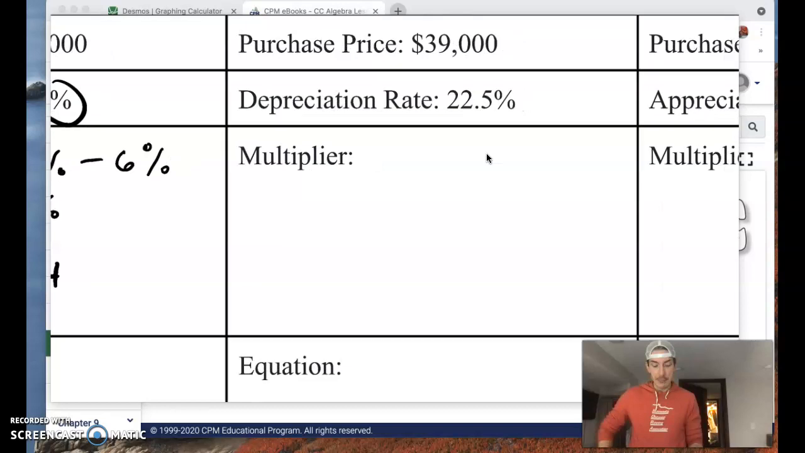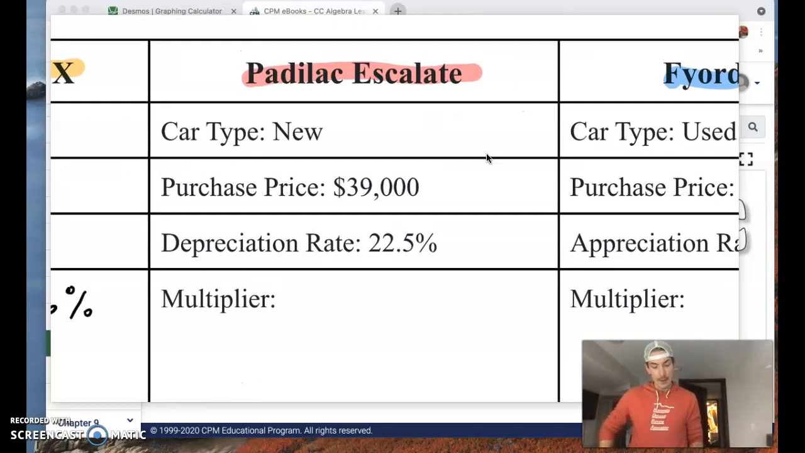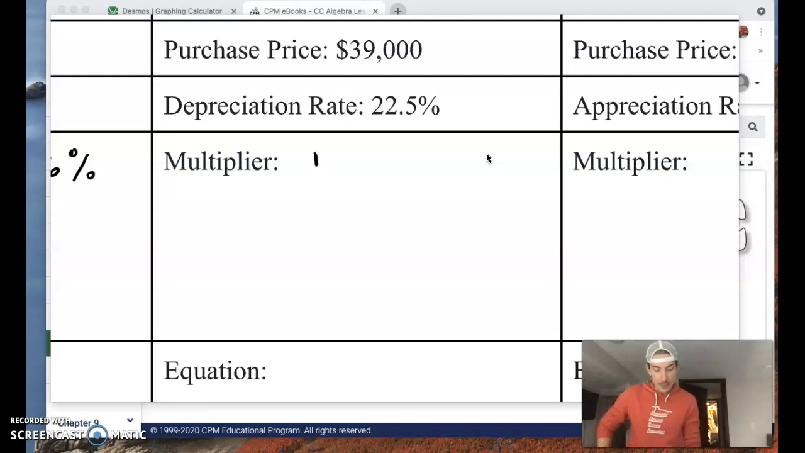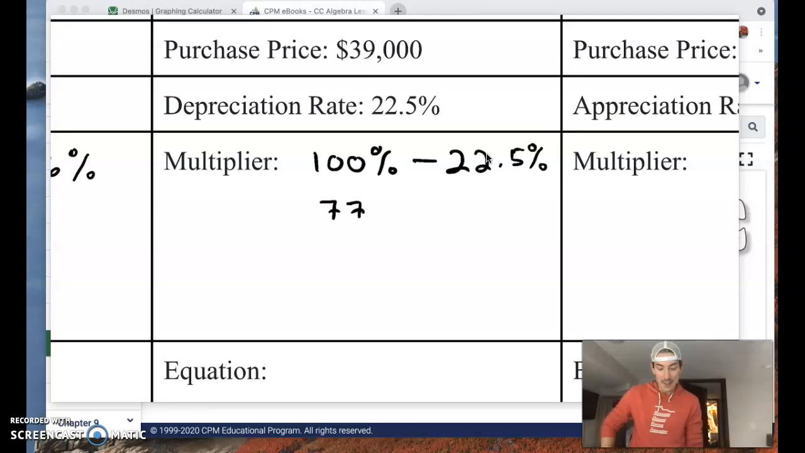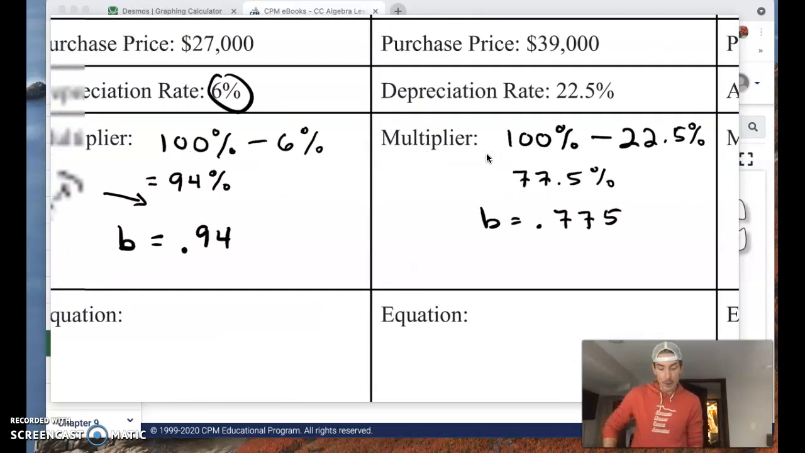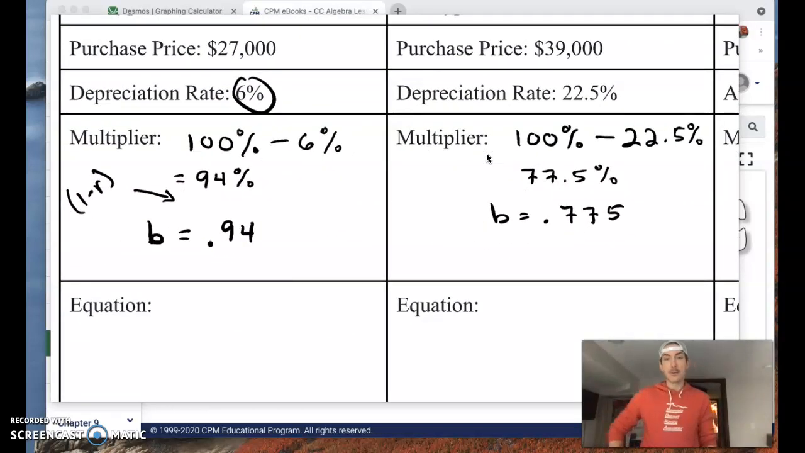Let's go ahead and use the same strategy for the, what do we got here? The Padillac Escalate, okay? Exact same idea. We start with 100% if there was no change, but because we are depreciating, we're going down by 22.5%. All right, if I go ahead and do this subtraction, it works out to be 77.5%. And of course, that is my B value as a decimal, 0.775, okay? And this actually supports some work that we have already done, right? Look at those B values. They are in between 0 and 1. That does indicate that I'm going to have a decreasing function over time. I mean, we're on the right track.